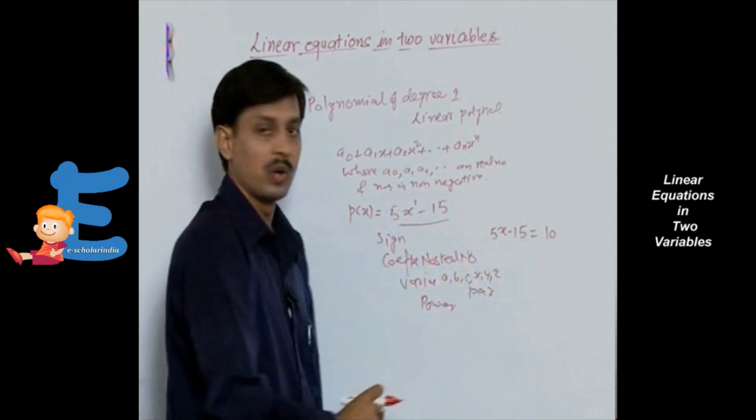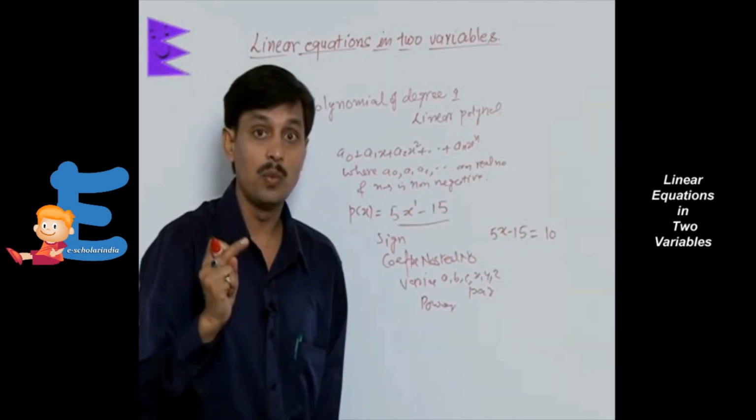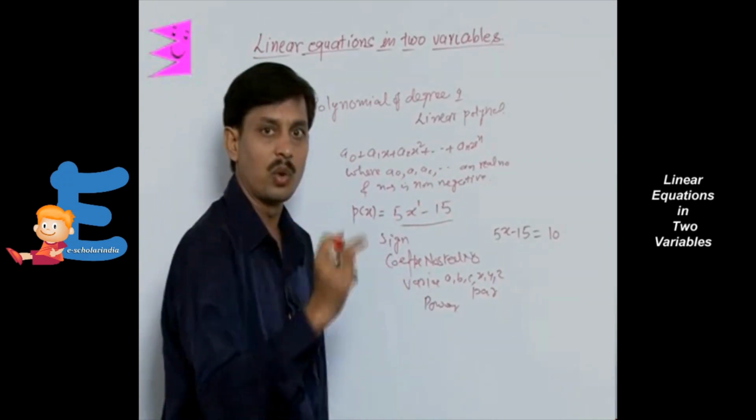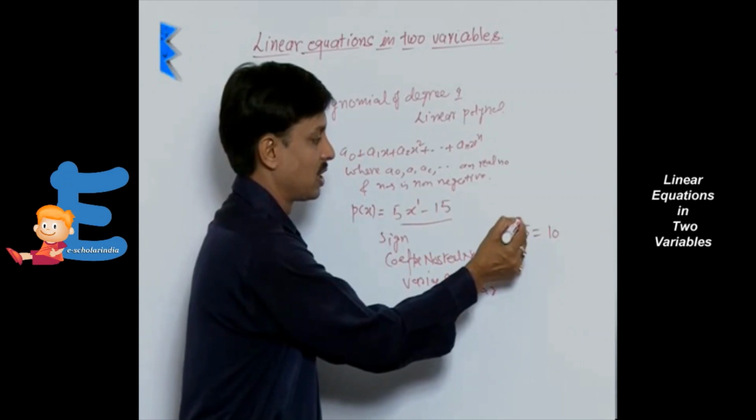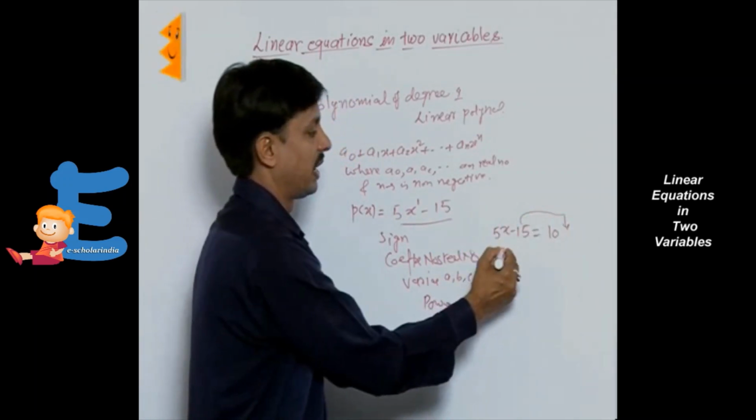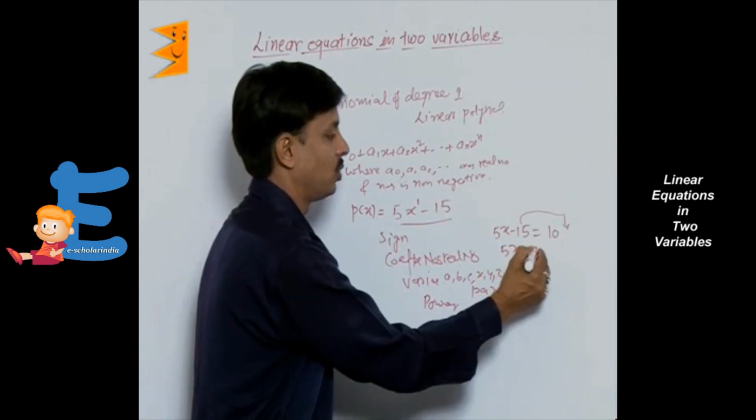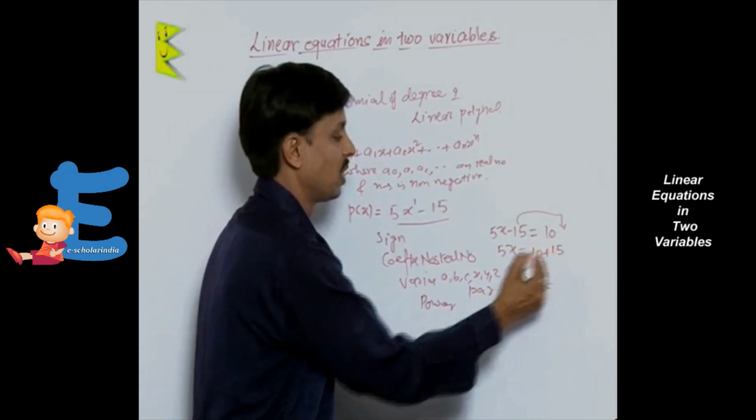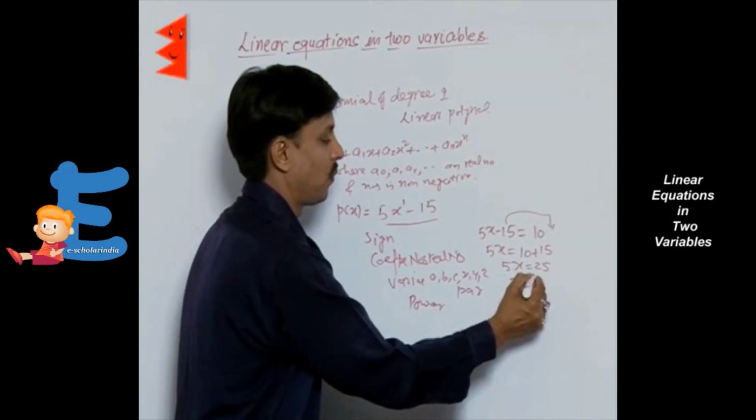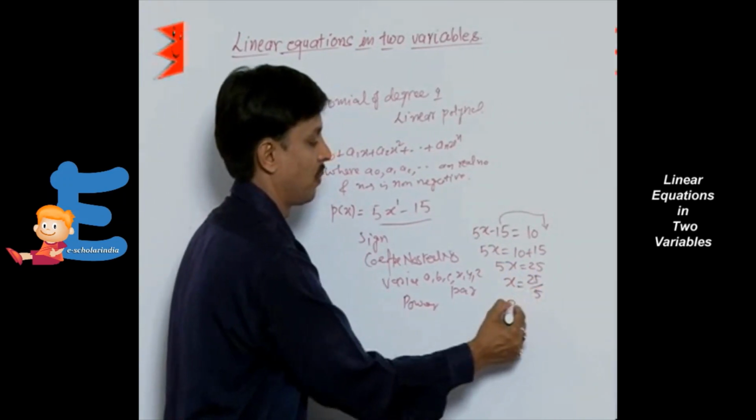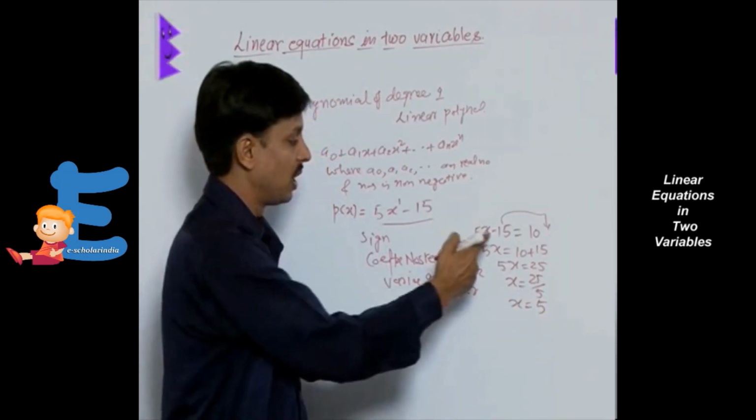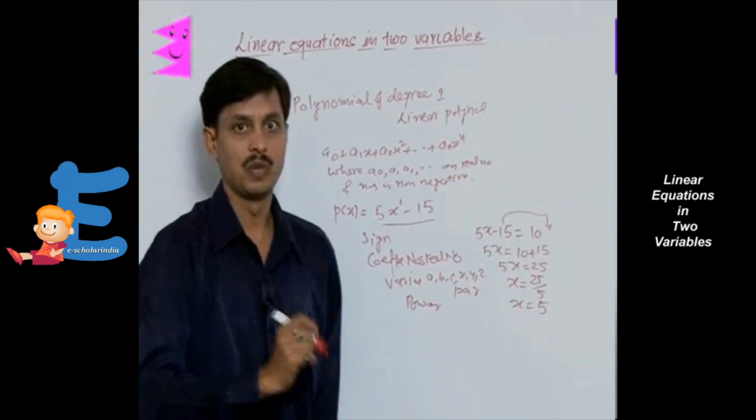If it is a linear equation, then it has only one possible value. What is that value? To calculate it, we transfer minus 15 to the right hand side and get 5x is equal to 10 plus 15. Then 5x is equal to 25, or x is equal to 25 upon 5, and finally the answer is x is 5 in this situation.